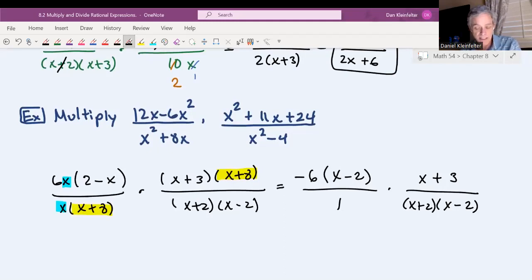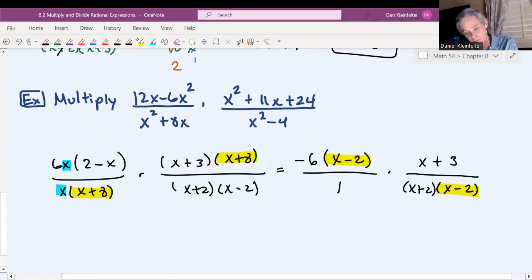All right, so 6 is still here. I factored a negative out, which is how the 2 minus x turned into x minus 2. The yellow stuff and blue stuff is divided out. On the right fraction, we have x plus 3, and then the x plus 2, x minus 2. So now at this point, we have another common factor of x minus 2 that can be divided out. And that's all there is.